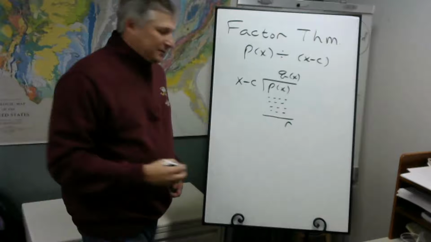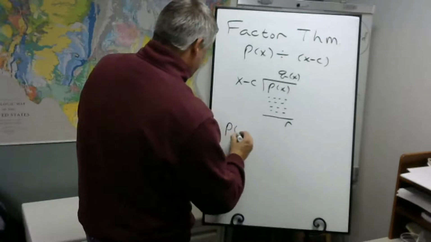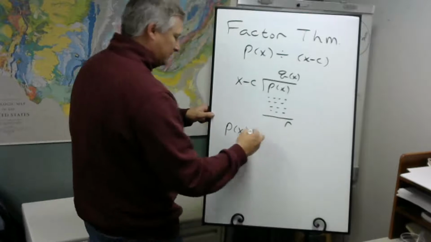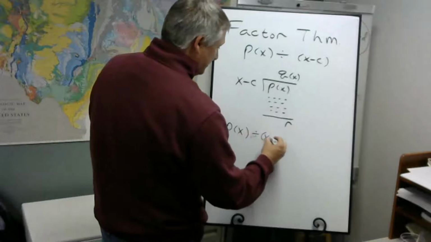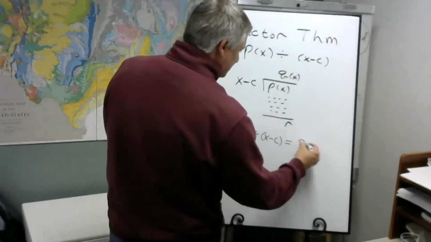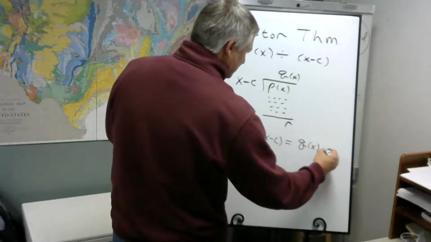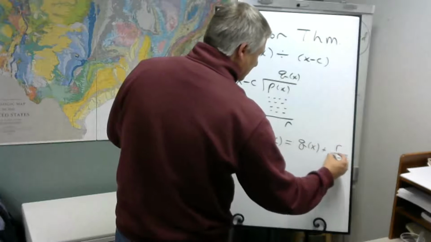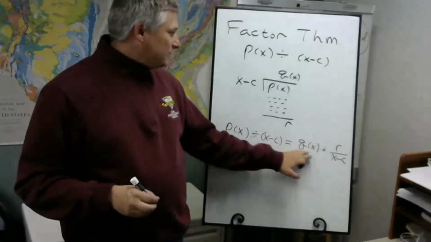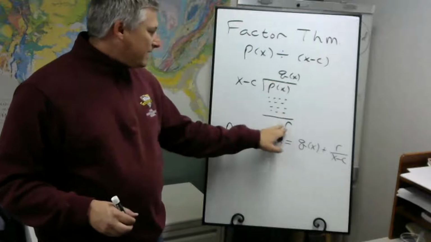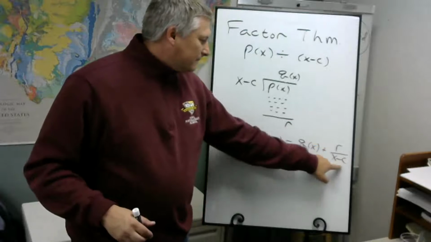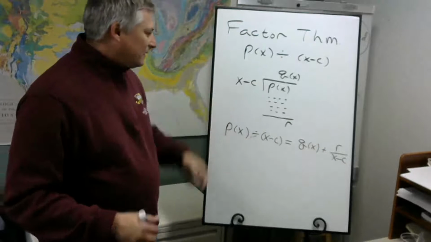So when we write our answer, we say p of x, we take p of x, we can say it's divided by x minus c. And when we do this, we get an answer of q of x plus r over x minus c. So we perform the division, we get q of x, which is what we got. And then we have our remainder, we add that. But remember, we always divide the remainder by this divisor. And so that's our answer.